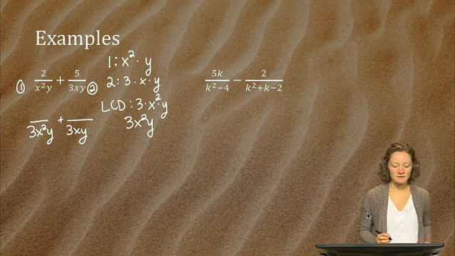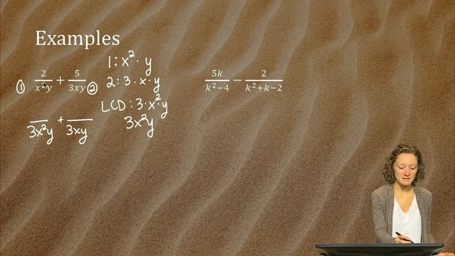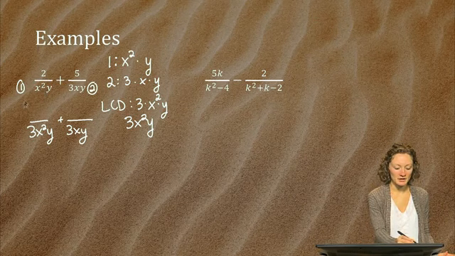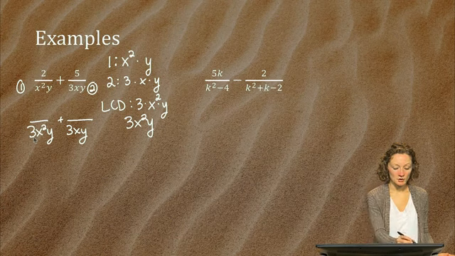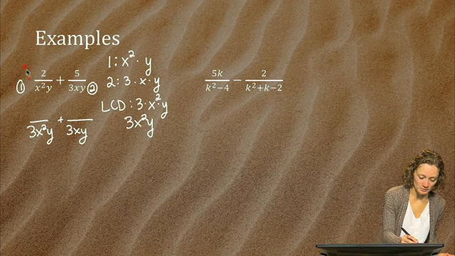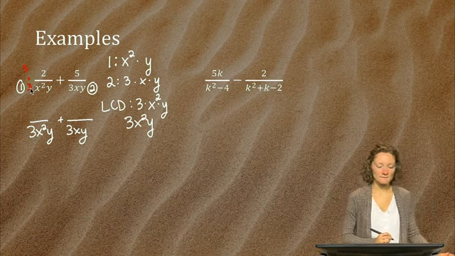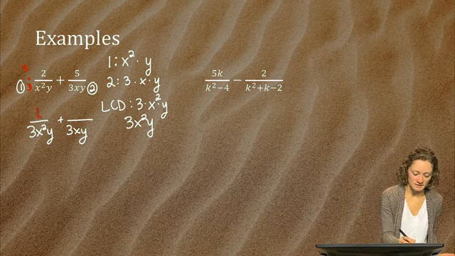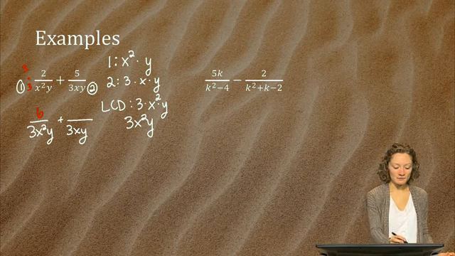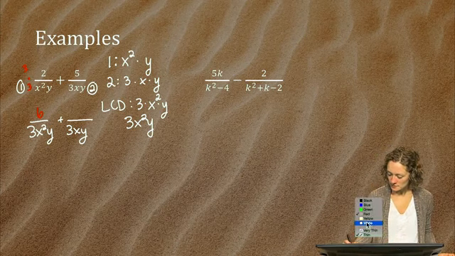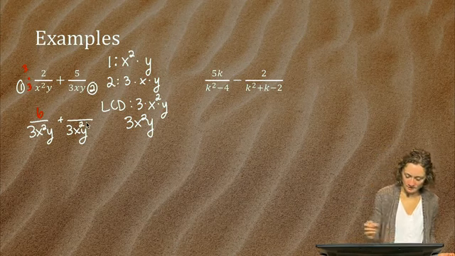Now decide, all right, what is the first fraction missing? What needs to happen to this denominator for it to say 3x squared y? The only thing we're missing is a 3, so we multiply that in top and bottom, which gives us 6 in the numerator. In the second fraction, oh, look at that. Needs a squared there.